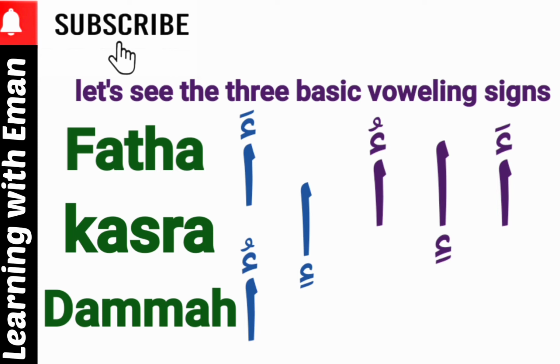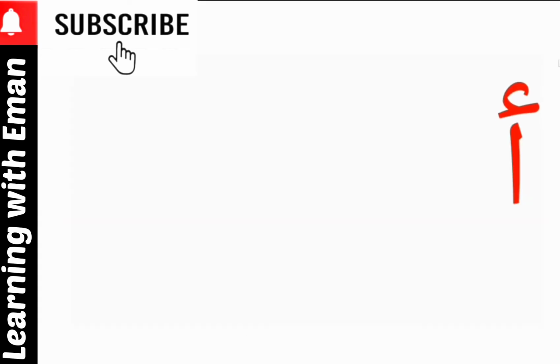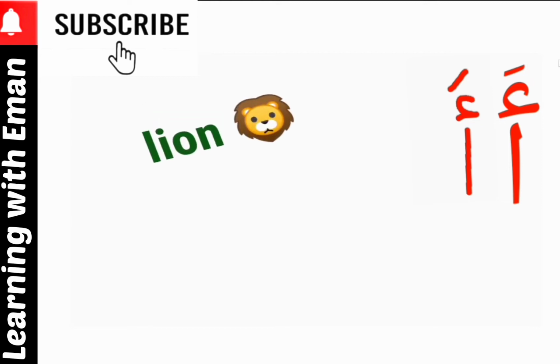Now, let's practice writing and pronouncing these basic voweling signs. When Hamza is put above the letter Alif with fatha mark, the pronunciation now will be eh. Try to write it with fatha mark. Let's write words using this letter. Please take your pens and pencils to write with me. Ready? Let's begin. Asad means lion.